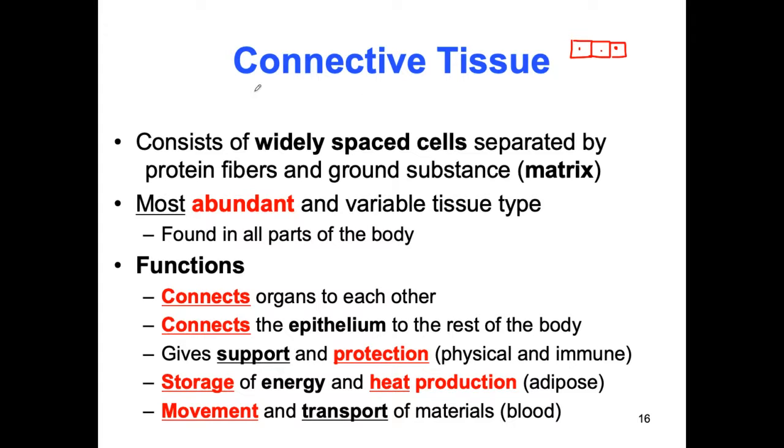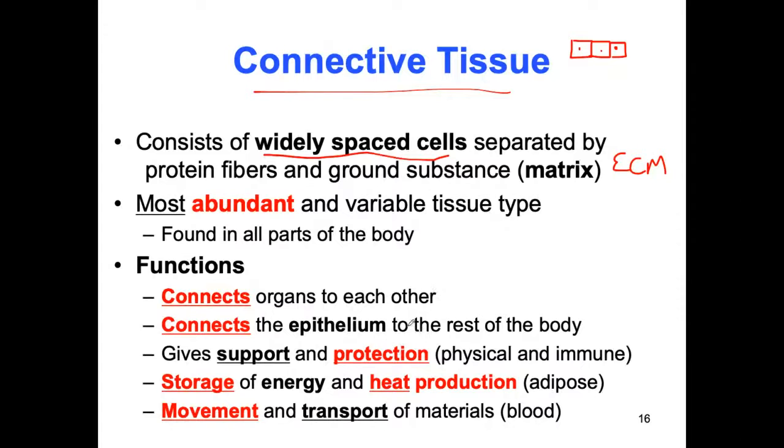Now, connective tissue, on the other hand, consists of widely spaced cells. They are separated by lots of extracellular matrix, or ECM. Connective tissue is the most abundant and variable type of tissue that we have in the body. It's involved in connecting organs to each other, connecting the epithelium to the rest of the body.